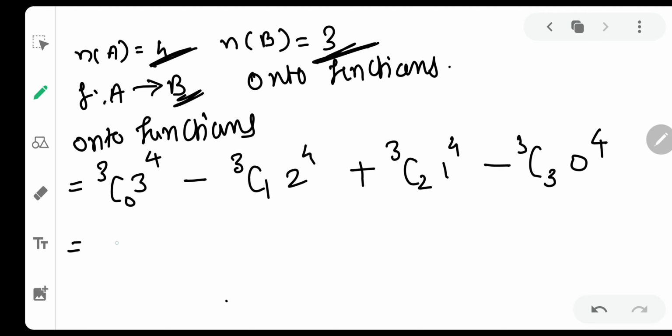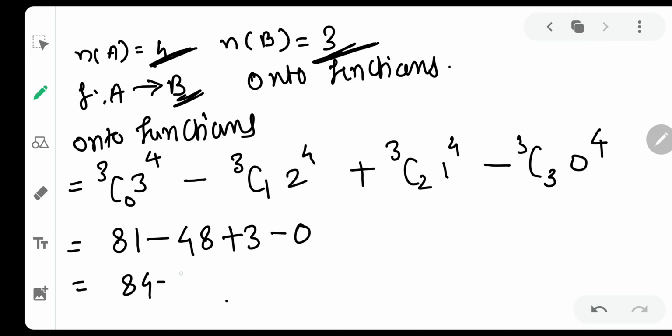So 3 raised to 4 is 81, 2 raised to 4 is 16, 16 into 3 is 48, 3c2 is 3, and the last one will always be 0. So 84 minus 48. Okay, this is our answer. So the total answer is 36. So there are in total 36 onto functions from A to B.